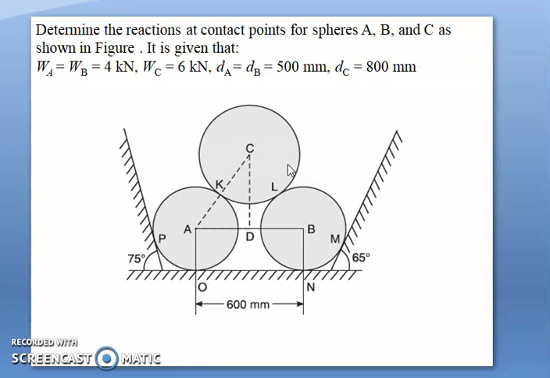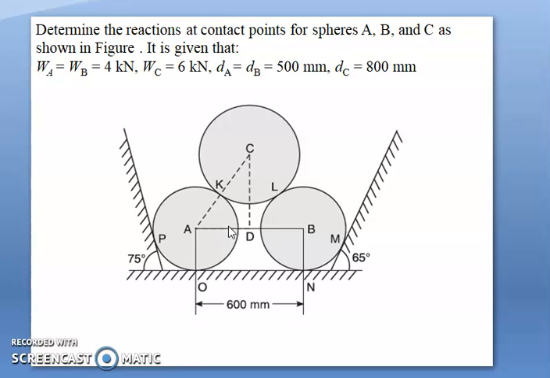So we need to determine the reaction at contact surfaces for this particular problem, and also they mentioned the different contact surfaces. If you go to A, we have three contact surfaces P, O and K. If you go to B sphere, we have N and M, two contact surfaces, as well as L, one more contact surface, overall three contact surfaces. And if you go for C, we have K and L, two contact surfaces. Okay, now the first step, we need to draw the free body diagram of each sphere separately one by one.